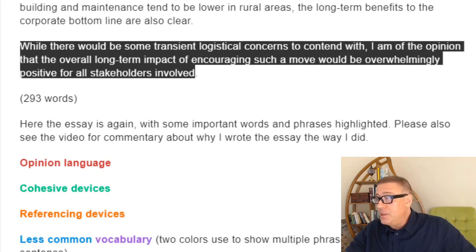Okay, going to the conclusion. While there would be some transient logistical concerns to contend with, I am of the opinion that the overall long-term impact of encouraging such a move would be overwhelmingly positive for all stakeholders involved.